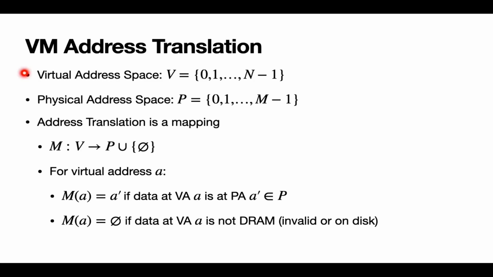We know that there's two address spaces involved that we call the virtual address space and the physical address space. So we're going to use V to represent the virtual address space, and it's just a sequential set of values from 0 up to some value n minus 1. And that's going to be mapped to a physical address space, which we'll call P, and that's similarly a sequence of addresses from 0 up to m minus 1. It's important to note that m and n do not have to be the same thing.